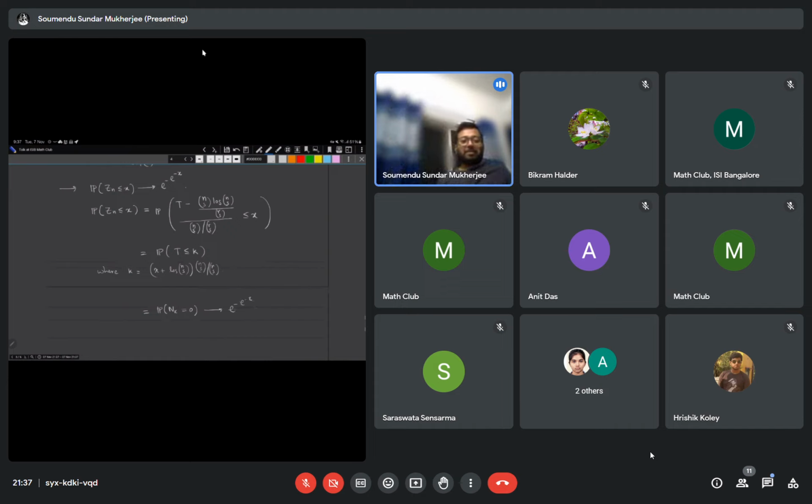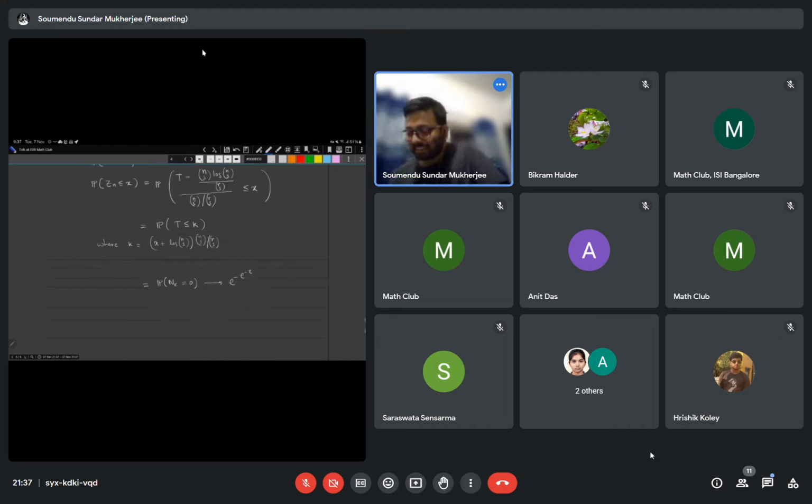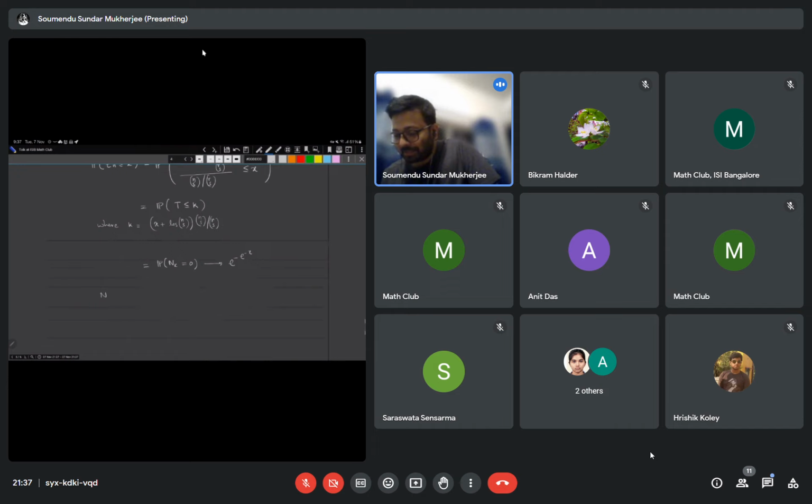Now that gives you a clue what should be happening. What would be a sufficient condition, what would be a guess? If N_k converges to some distribution, we should have this. What would that distribution be?